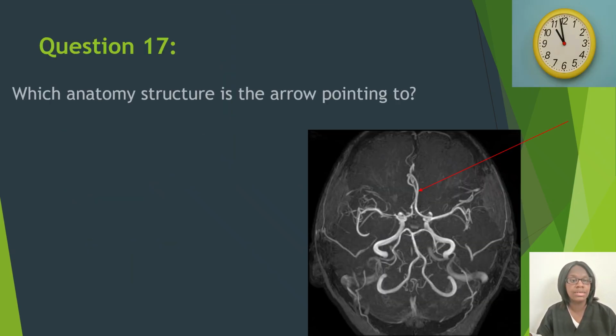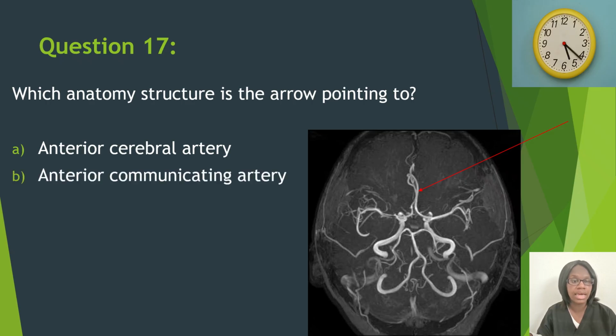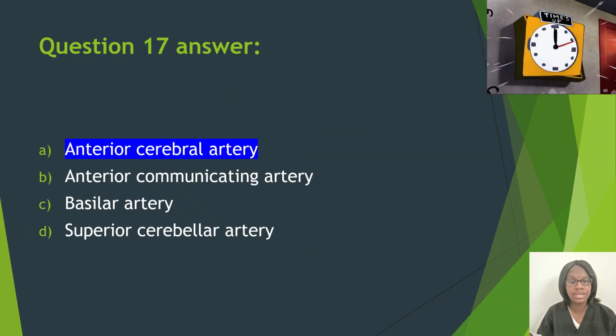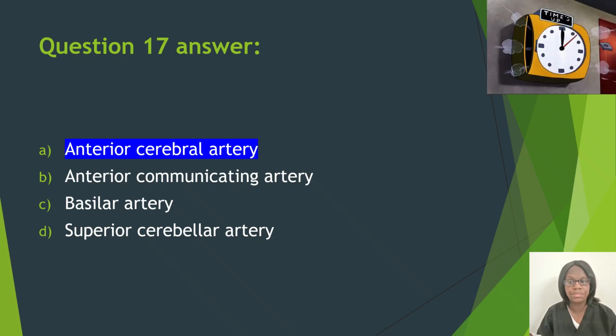Question 17. Which anatomy structure is the arrow pointing to? A, anterior cerebral artery, B, anterior communicating artery, C, basilar artery, or D, superior cerebellar artery. All right, the correct answer is A, anterior cerebral artery.